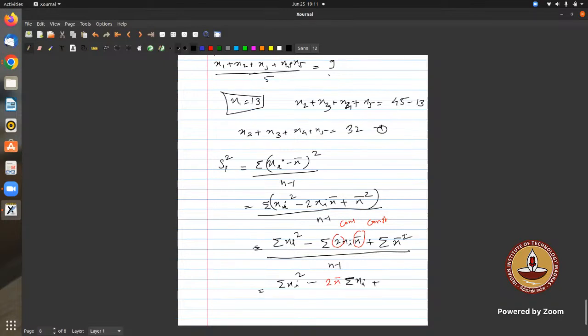Then this summation of x bar square, what is it? Since x bar is a constant, it will become n times x bar square. x bar square is also a constant, and if I sum it over i equals 1 to 5, five iterations, what will happen? Five times x bar square. So here 5 is n, so n into x bar square. This is fine, right?